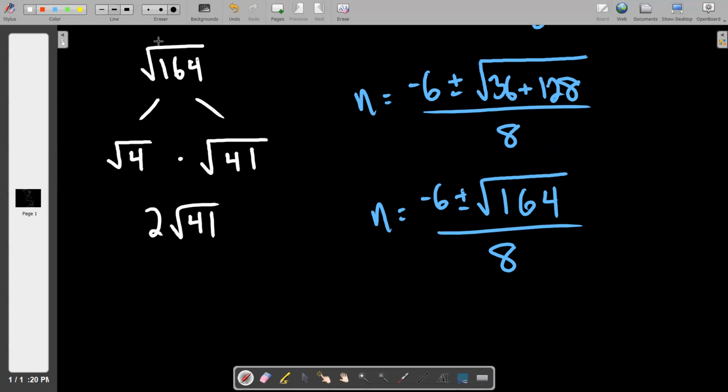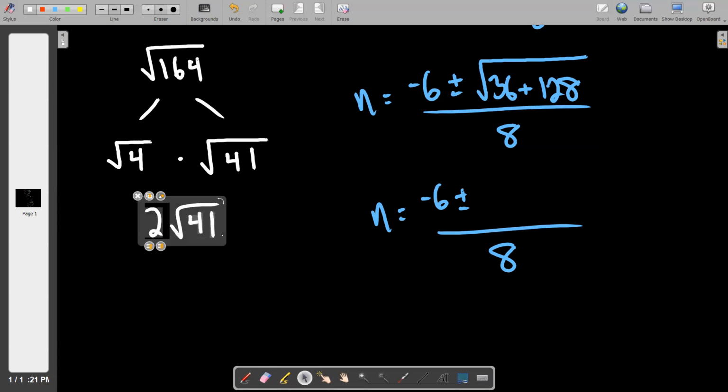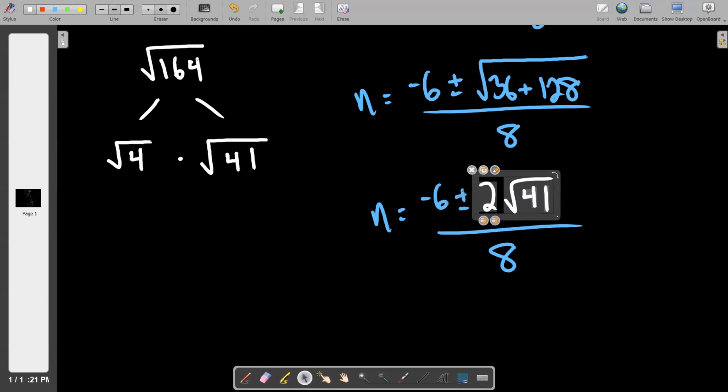Now, if you would be so kind, just look at the television for a moment. I'm going to take out the square root of 164, and where it used to be, I'm going to put in the new and improved version of it. That's how the next step goes: you take the root, if it can be simplified, go off to the side, do your thing, and then substitute back in the clean version.